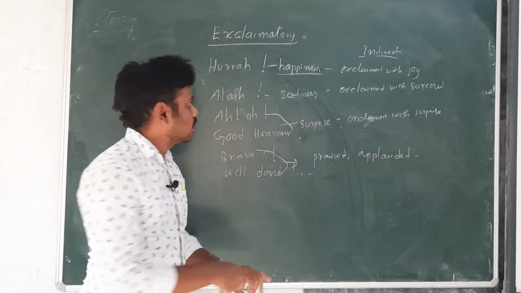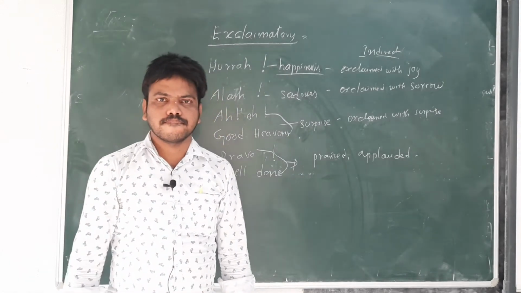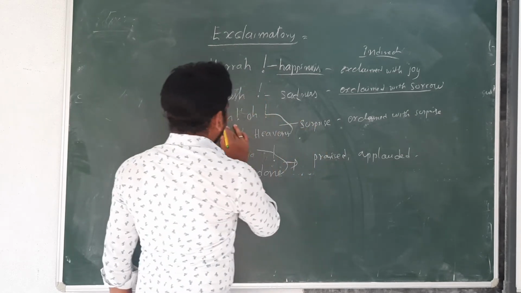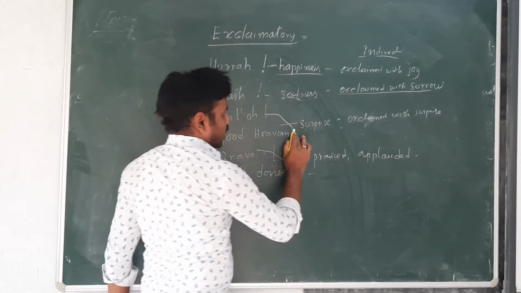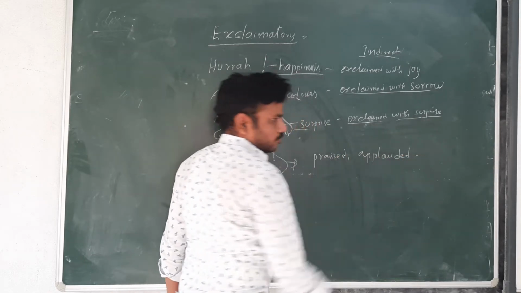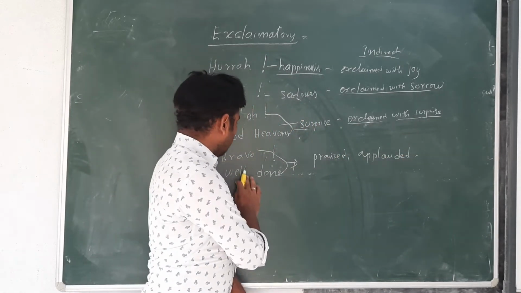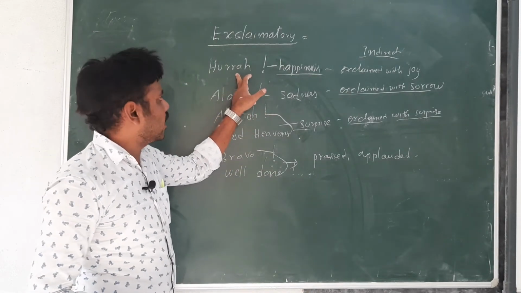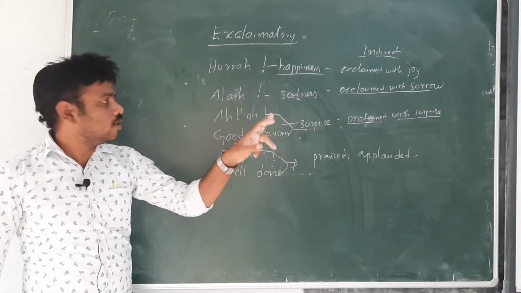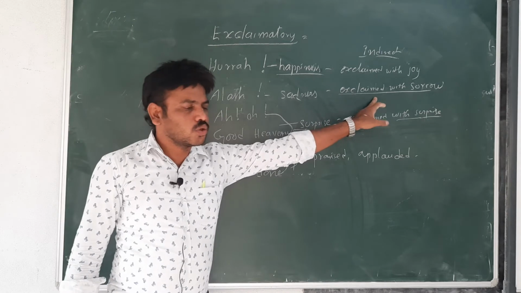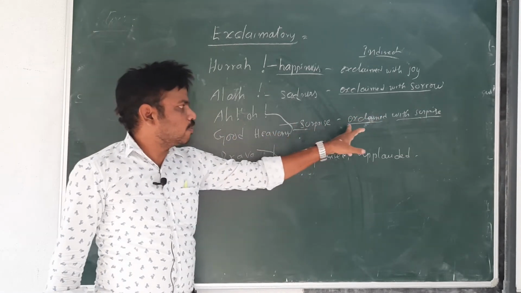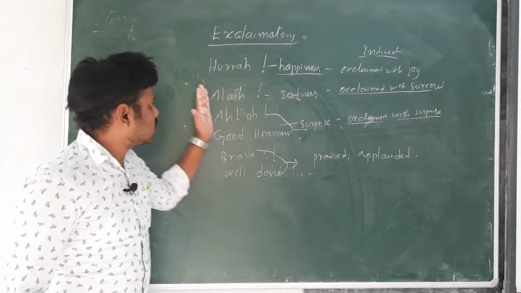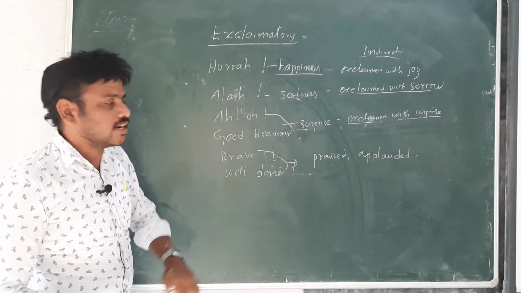Next, alas. Alas shows sadness. So here we should write exclaimed with sorrow. Next, oh, good heavens. It shows surprise. So you should write here exclaimed with surprise. Next one, bravo, well done: praised or applauded. These are the things we will get in exclamatory sentences.